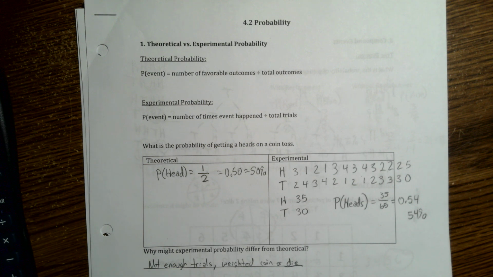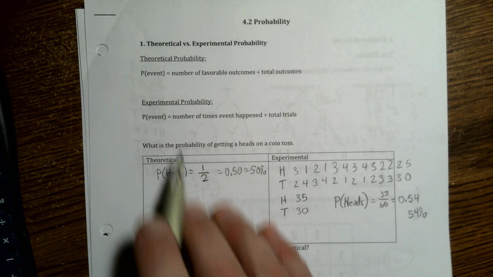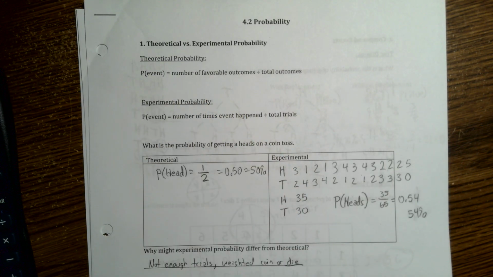Hey, welcome to lesson 4.2 on probability. And so in this one, we're going to go ahead and take a look at two different types of probability. One that is called theoretical probability, and then the other is experimental.